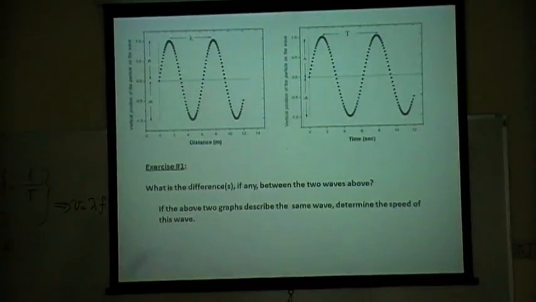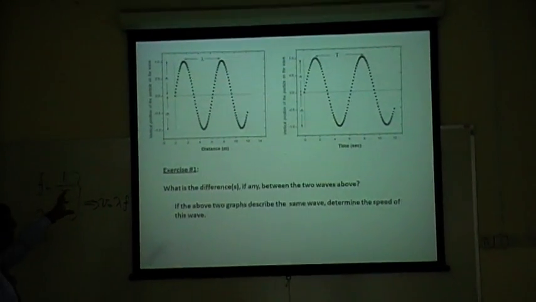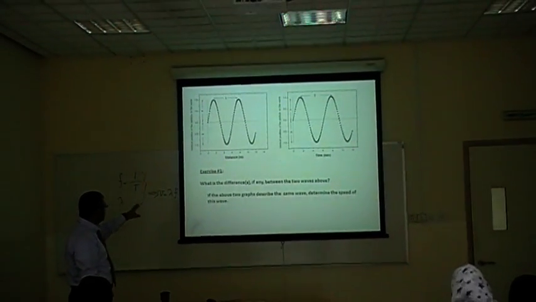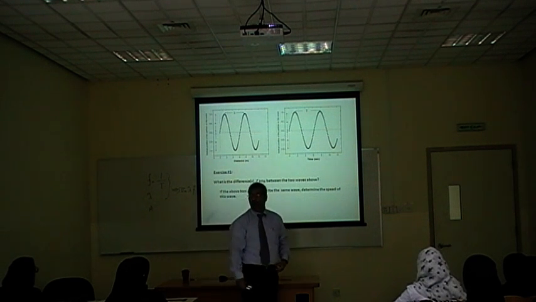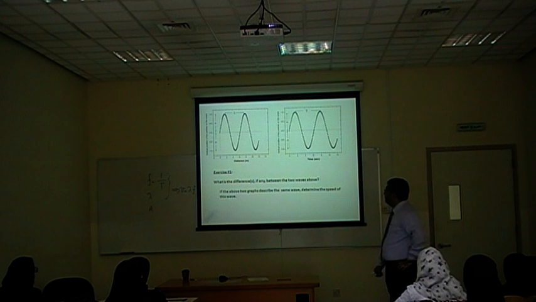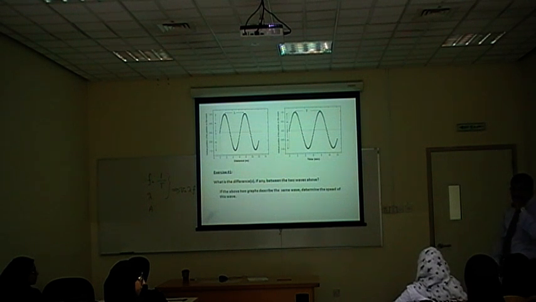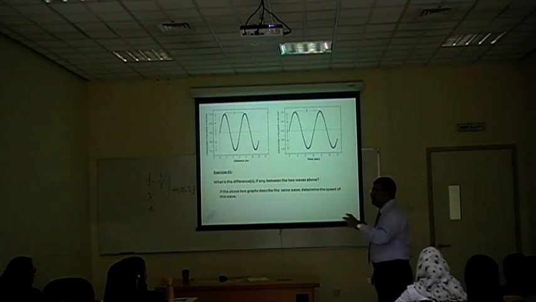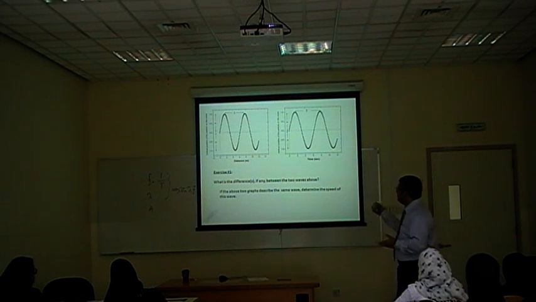Okay. So the first exercise, the first picture here, actually shows two diagrams of two waves. Okay. What is the difference or differences, if any, between the two above waves? Can somebody identify the differences between the two waves at the top here? One of them is given in time, and one of them is given in distance. So what is that going to give you? One of them should give you the period, and the other one should give you lambda, which is the wavelength. Okay? How about the amplitude?